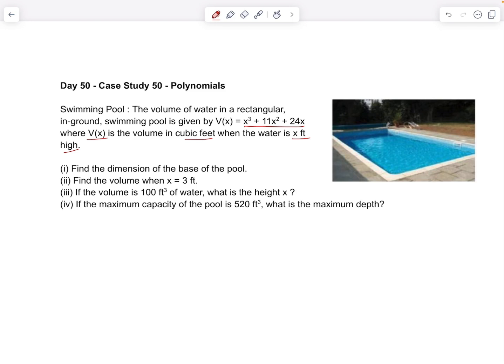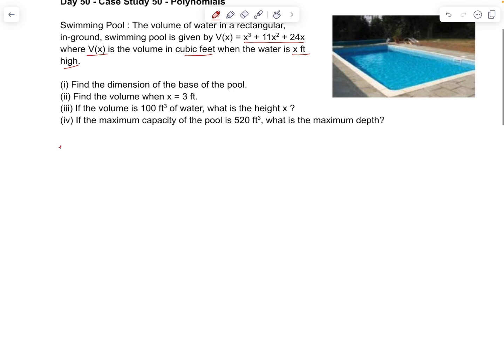Question 1. Find the dimensions of the base of the pool. To get that, let's take the polynomial given. V of x is equal to x cube plus 11x square plus 24x. Volume is nothing but length into breadth into height. So we have to factorize this polynomial and get three quantities that might be taken as length, breadth and height.